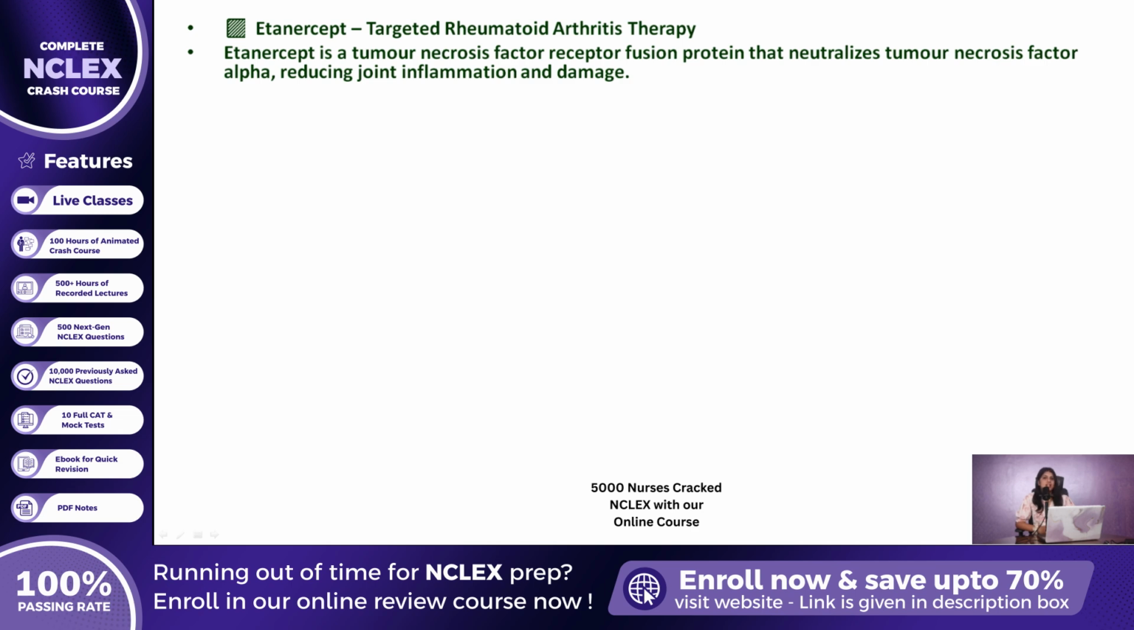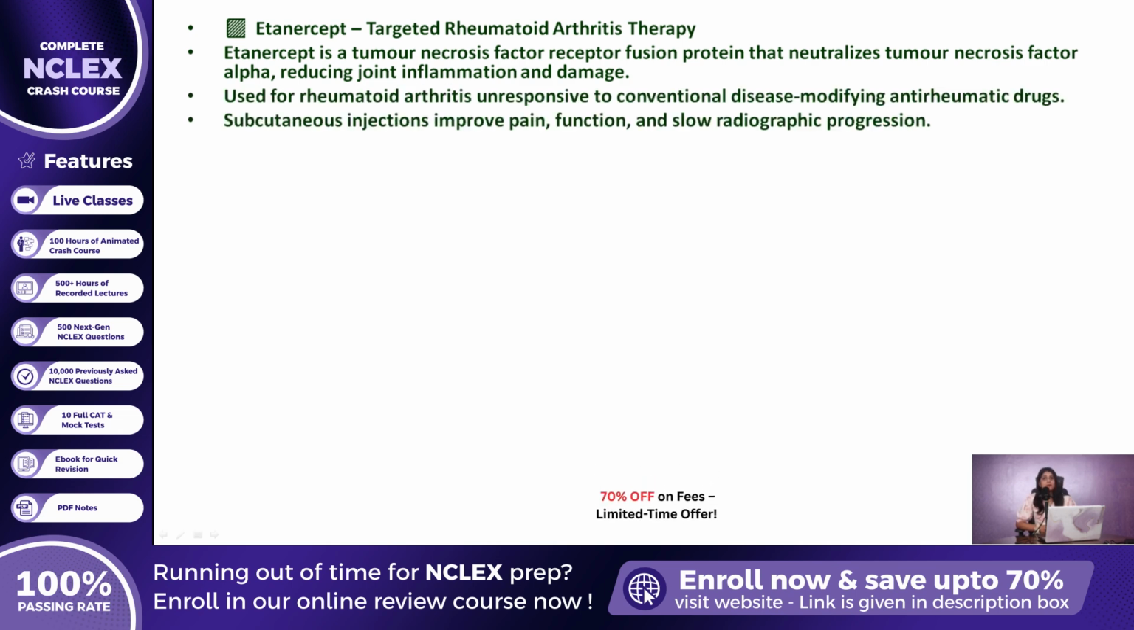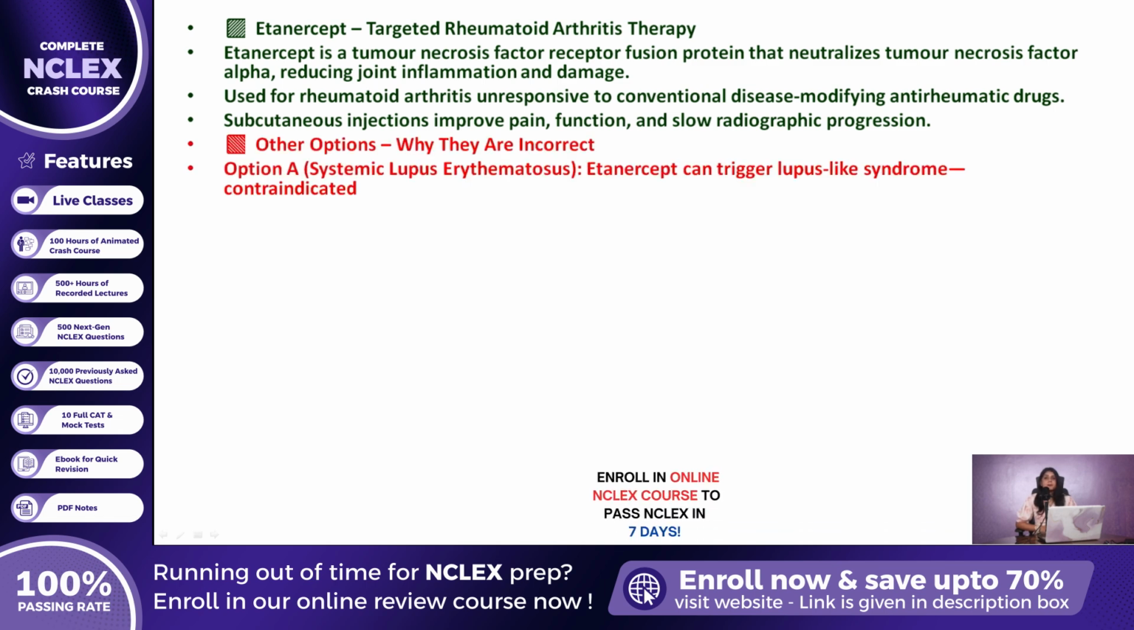Regular subcutaneous injections reduce pain, slow radiographic damage, and improve physical function in clients whose disease has not responded adequately to conventional disease-modifying anti-rheumatic drugs. In contrast, option A, systemic lupus erythematosus, is not routinely treated with tumor necrosis factor blockade. In fact, etanercept can provoke a drug-induced lupus-like syndrome, so using it may worsen rather than relieve the disease.